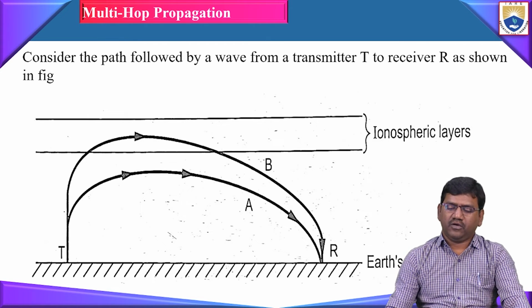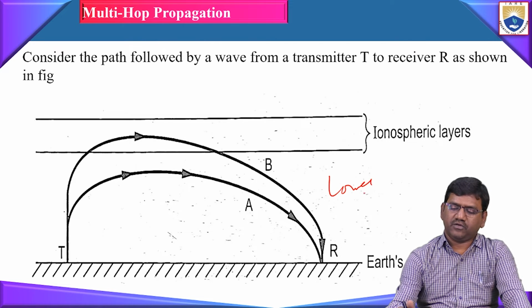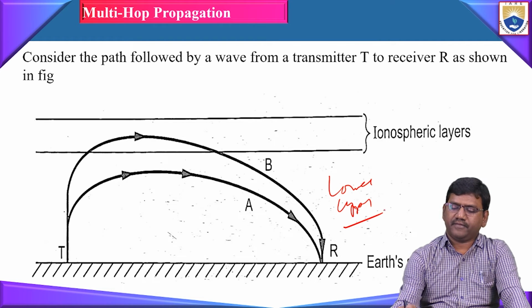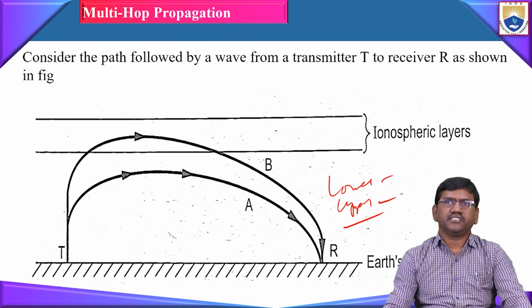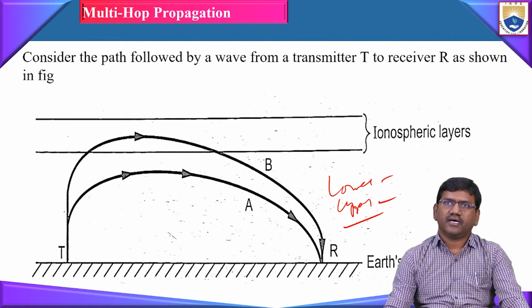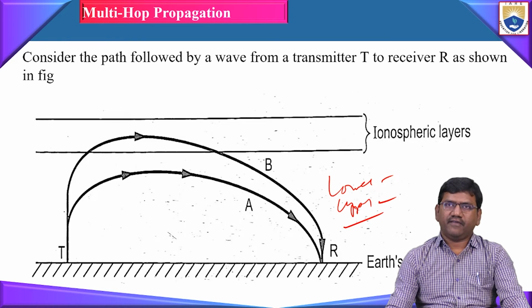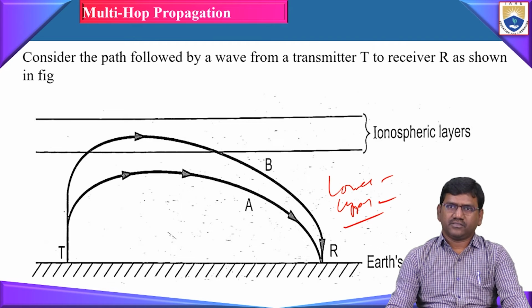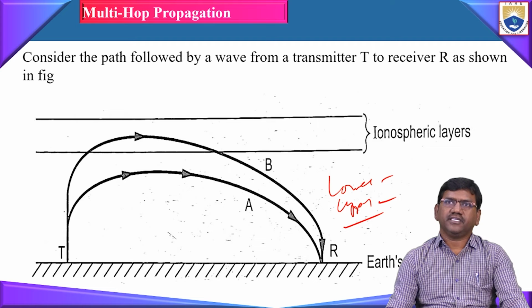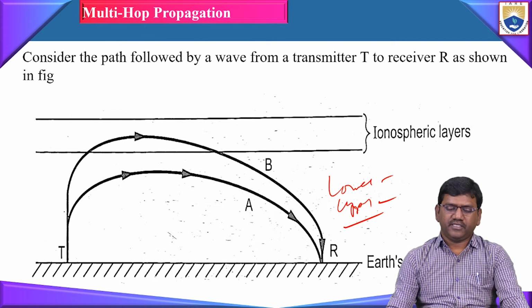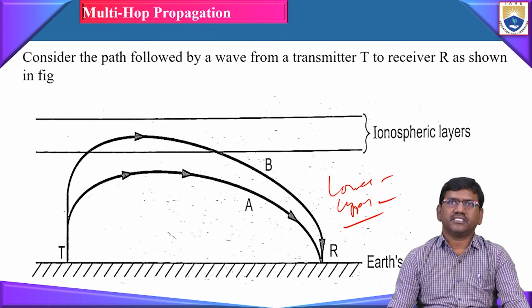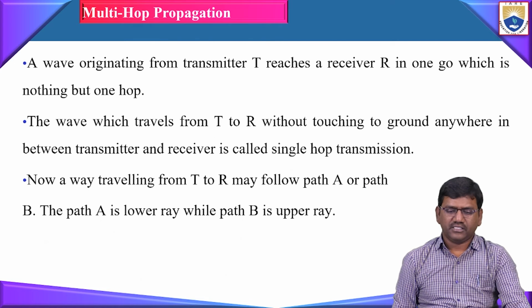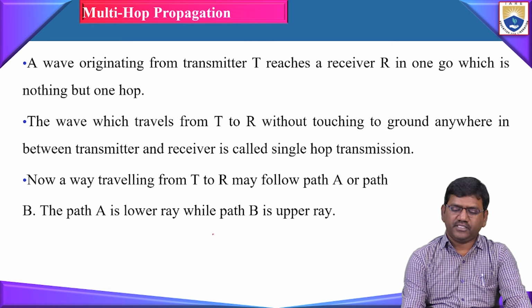Here A is known as the lower ray, and B is known as the upper ray. When we compare the field strengths of A and B, A has the higher strength. The field strength of A is very high compared to B. Though the strength of A is very large, we can transmit the signal through path A for short distances only. So path A is the lower ray while path B is the upper ray.